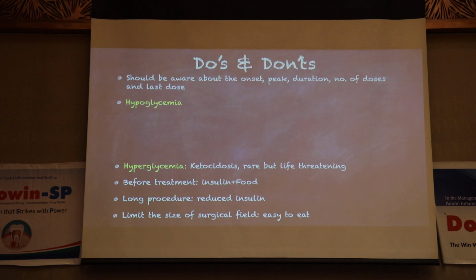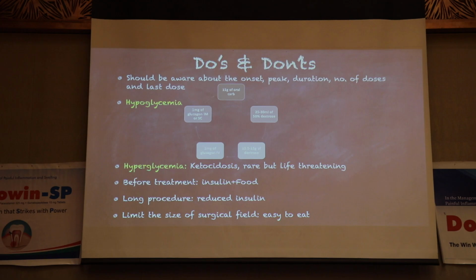So what should you do? What are the do's and don'ts for your diabetic patients in your dental chair? If the patient is taking insulin, what we need to remember is to ask the patient about the onset. We need to know what type of insulin they are taking. Based on that, we should know the onset, peak, duration, number of doses, and the last dose that the patient has taken. So now, after knowing everything, what happens when the patient falls hypoglycemic or faints in the dental chair?